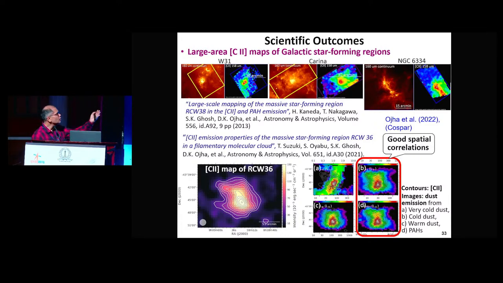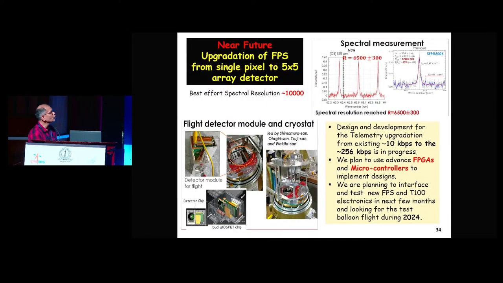And also with this kind of observation, you can simultaneously observe the C2 line as well as the continuum, so that you can actually study the dust and gas properties of this star forming region. And now in the near future, we are upgrading this single detector Fabry-Perot spectrometer to the 5x5 array. And this work is in an advanced stage.